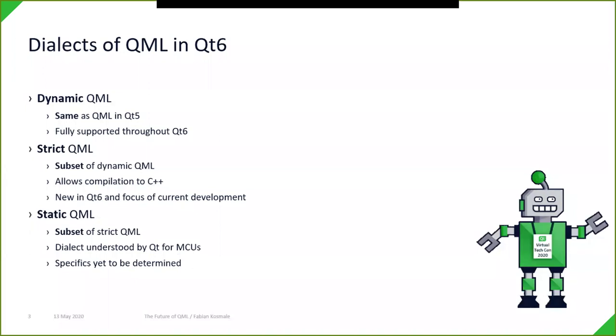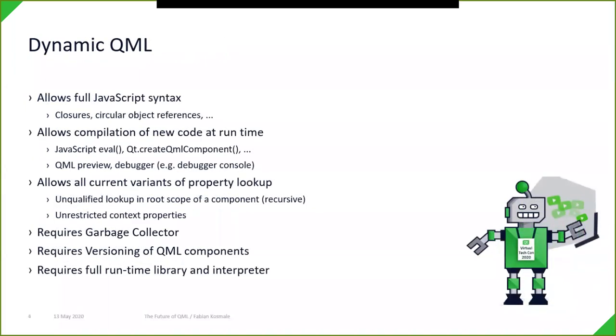Okay, now a bit more about dynamic QML and strict QML, about the properties, the differences, and what it's all about. So dynamic QML, as you might know, allows you all of JavaScript, at least everything that sits in the ECMAScript 6 standard. So you can have closures, you can have circular object references, you can have generators, all kind of fancy stuff. And you can do quite a lot at runtime. You have access to JavaScript's eval function. You can use create QML component to dynamically create components. And this is also what powers our QML preview tool, the QML debugger, and a few other nice features of QML.